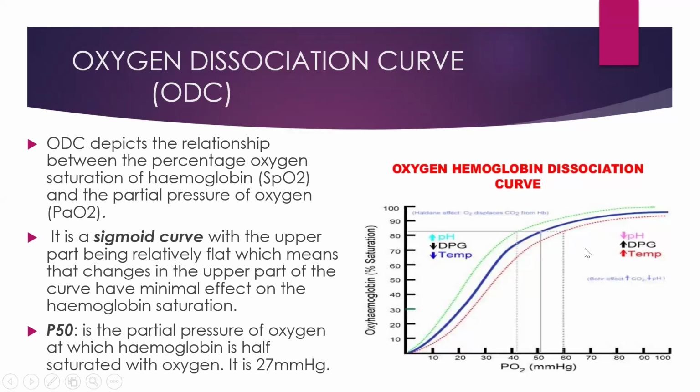A very important point here is the partial pressure of oxygen at which hemoglobin is 50% saturated with oxygen. This is usually given as 27 millimeters of mercury, at which hemoglobin is about half saturated with oxygen. This also goes to show you that an increase in PaO2 from this point does not lead to an exaggerated increase in SpO2.